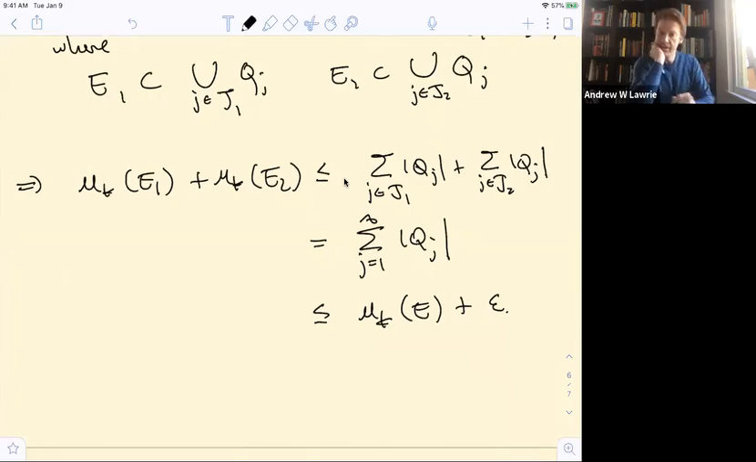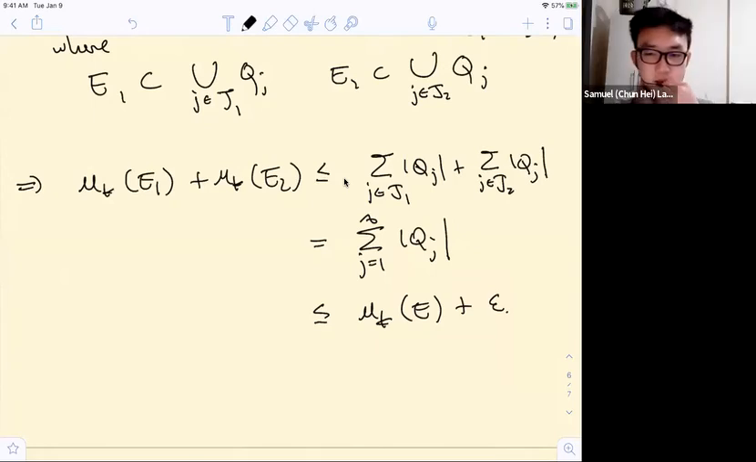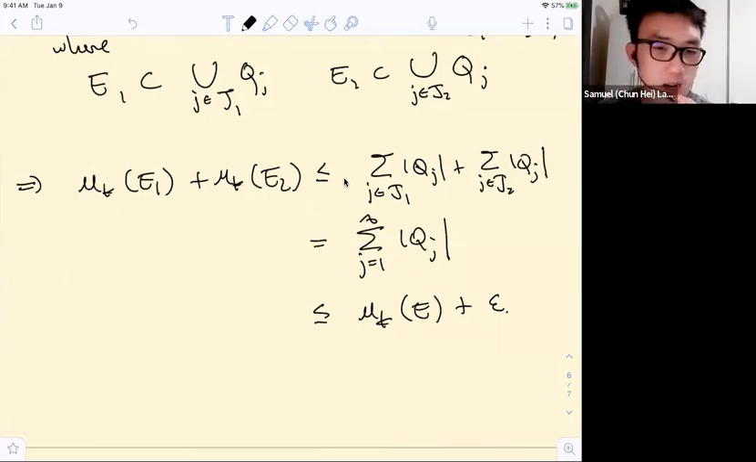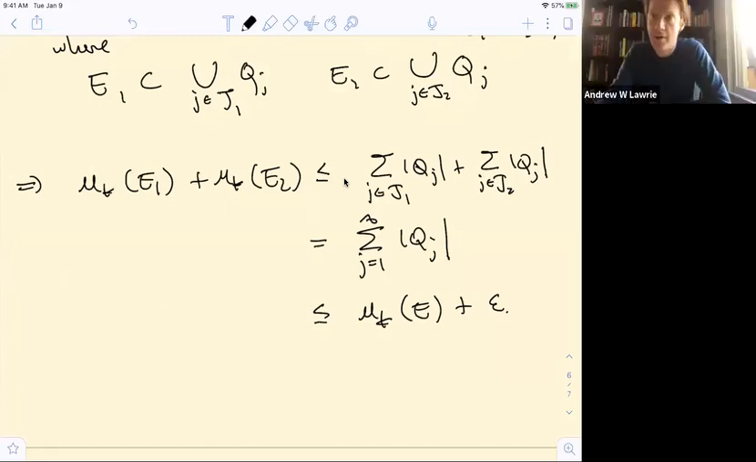Any questions about this? Sorry. Yeah, one at a time. Go for it, Samuel. Just want to ask, can we weaken the statement to just having E1 and E2 disjoint? No, and that's going to be the crucial, that's going to be the key thing.